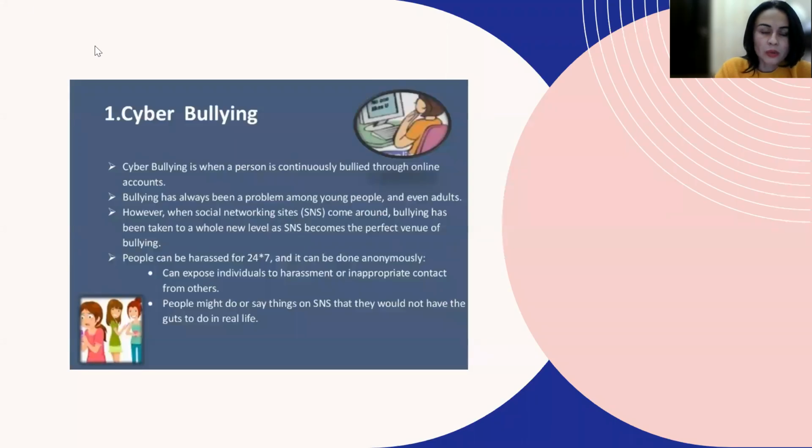social media can be a floor for bullying, cyberbullying. So what is cyberbullying? The concept of bullying is nothing new. We have been experiencing it starting from school years and then even in adult life. Especially young adults tend to experience bullying a lot. But cyberbullying is a bit different form of bullying. There can be a person or a community that's constantly bullied through online accounts. Well, social networking sites allow people to be bullied on a different level.